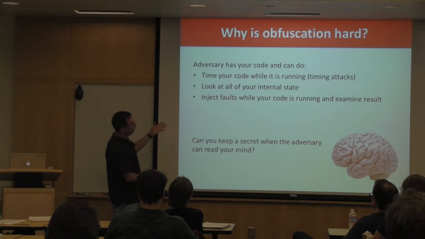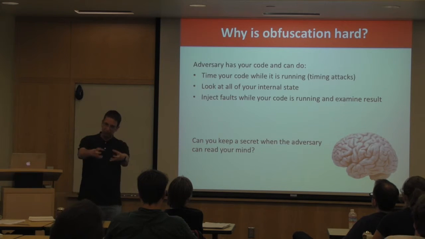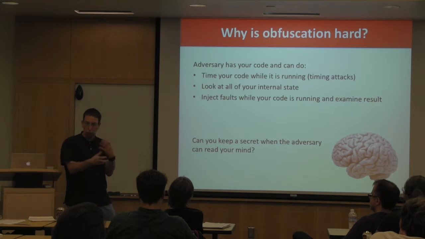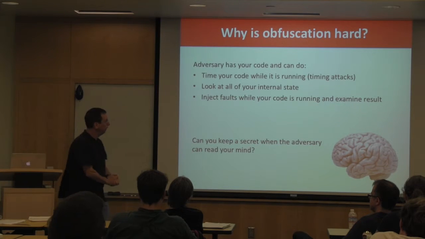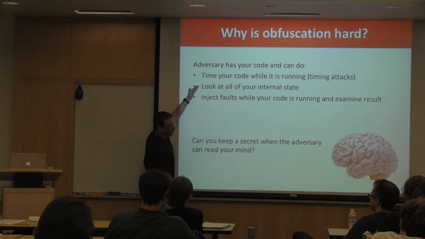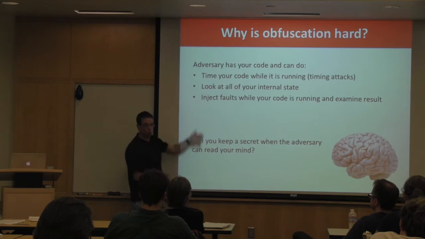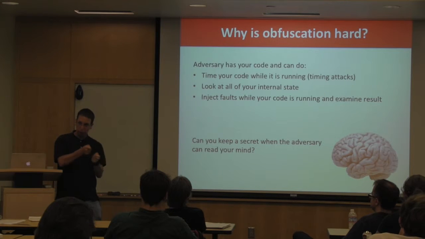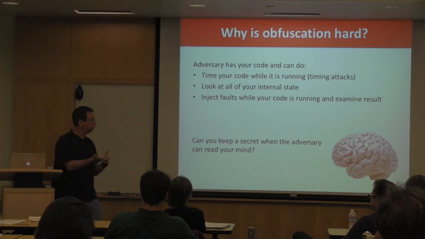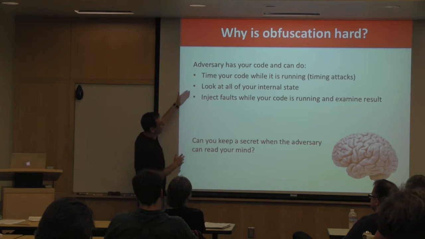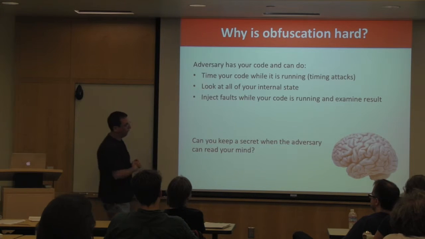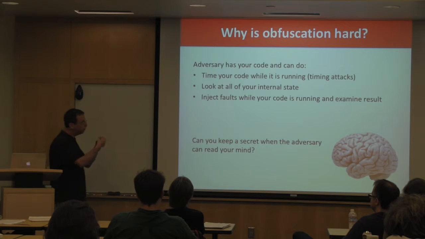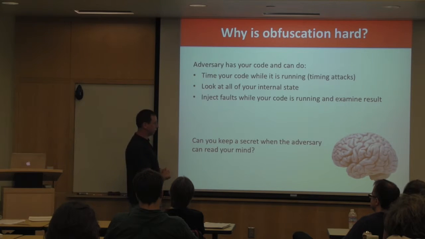Well, basically when you give the adversary a program that has secrets embedded in it, he can look at how long your program takes to run. He can look at the internal state of your program as it's running. He can even take your program and deliberately cause it to malfunction and see how it malfunctions, and that might tell him about secrets that are embedded in the code. So he has an enormous amount of power, and yet, despite all this power, he should not be able to figure out what secrets are embedded in the code you just gave him.